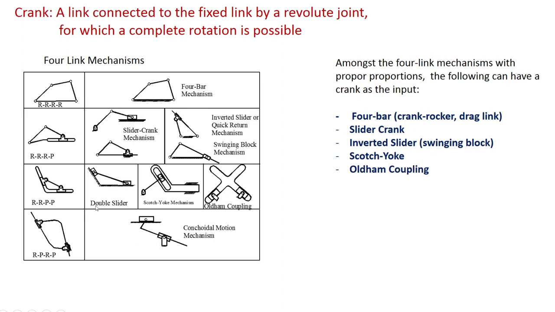But that will not work, in which we can have one of the links making a full complete rotation. So the possible candidates for this crank four-link mechanisms with crank properties is the four-bar mechanism, which we call crank rocker or drag link. If both of the links are cranks, we call it sometimes double crank, or usually it's called drag link.